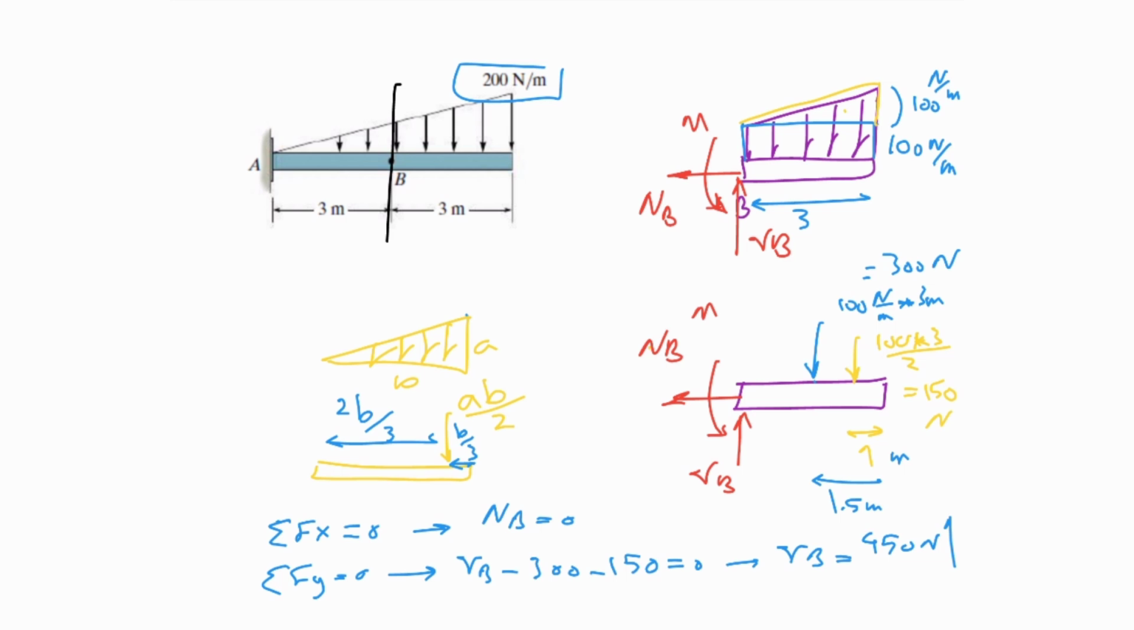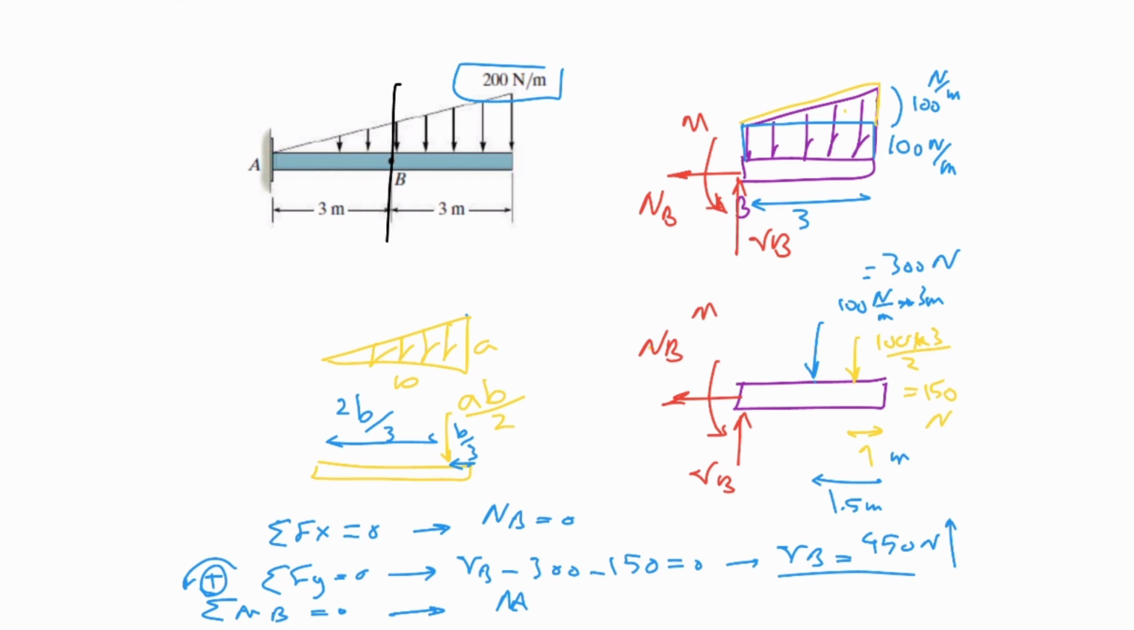450 Newton upward. And the other thing is sigma M, which I prefer to do around point B, equal to 0. And the only thing that I have, and we consider counterclockwise positive, and solve it for M.